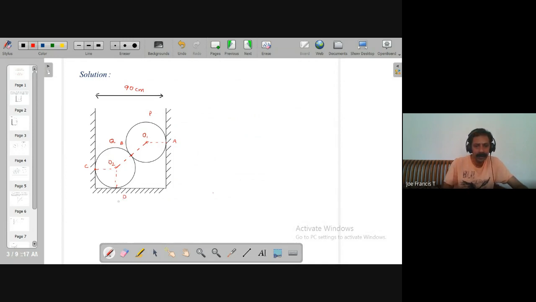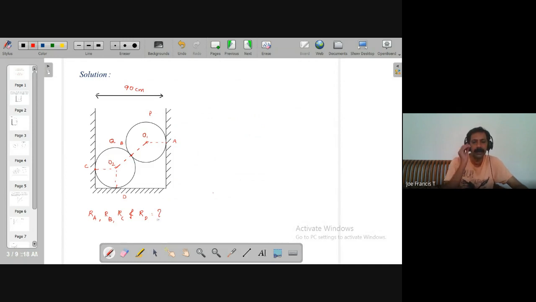So you are asked to find reactions at all these contact points. That means you are asked to find the reaction at A, that will be RA. Reaction at B, RB. Reaction at C, RC, and reaction at D, RD. So these are the four things that you need to find out. So this is our question.